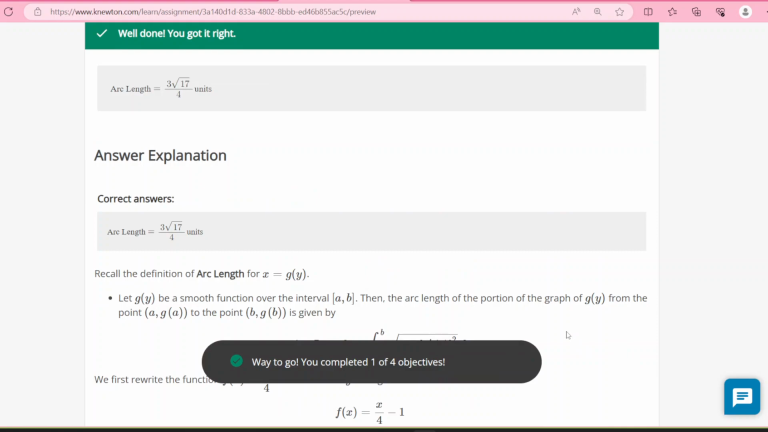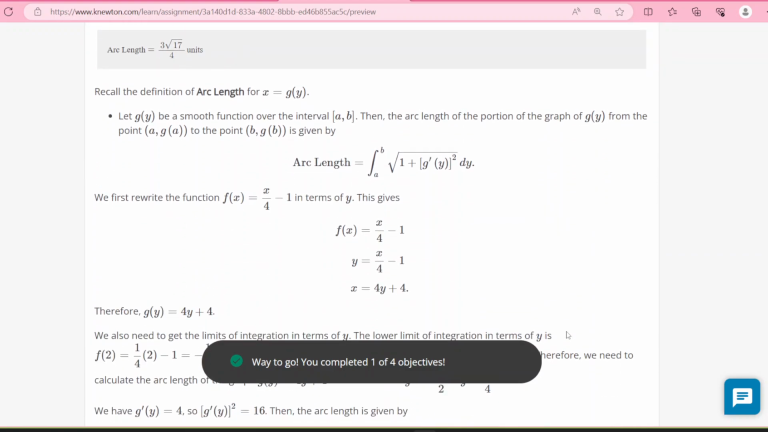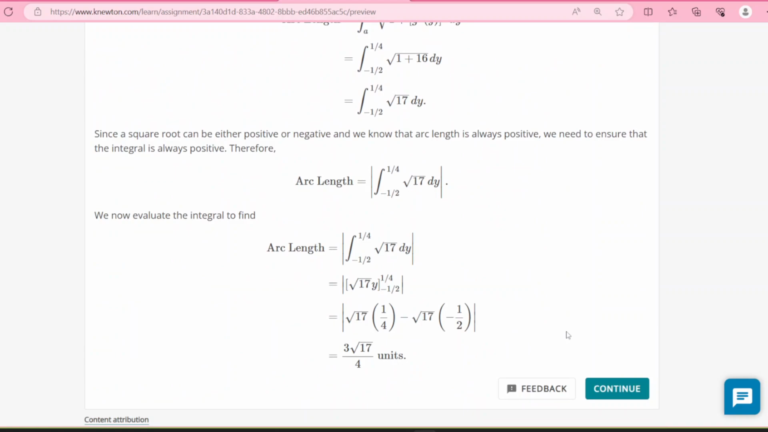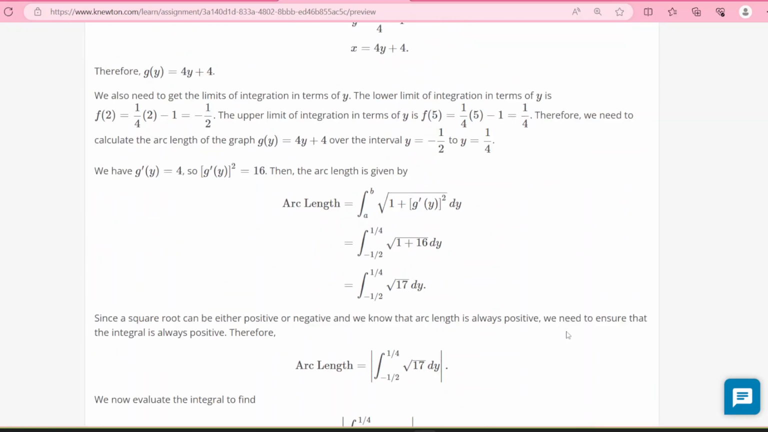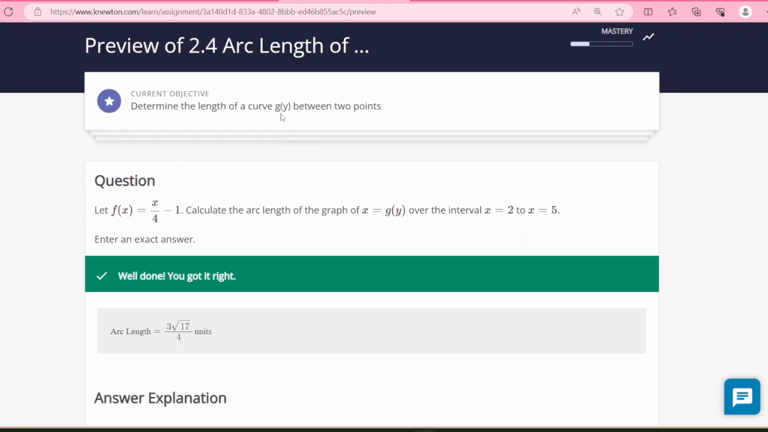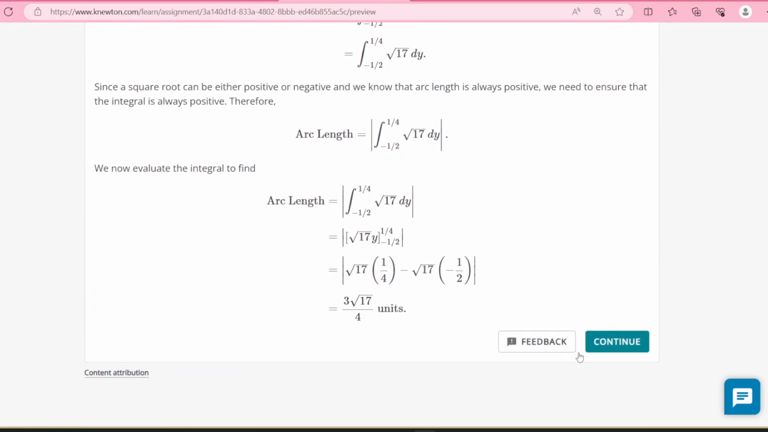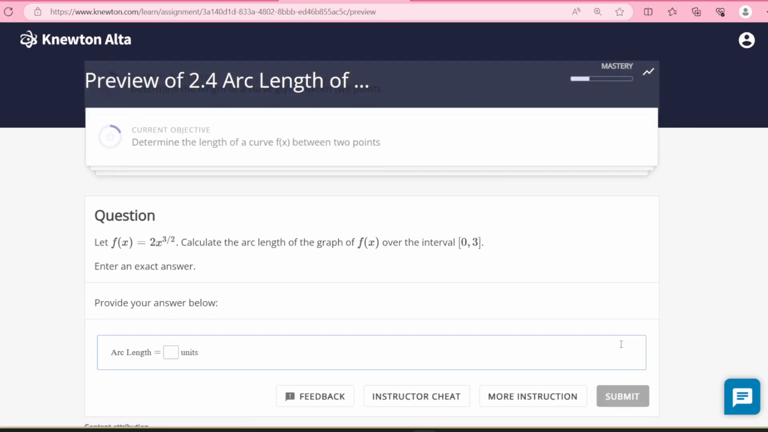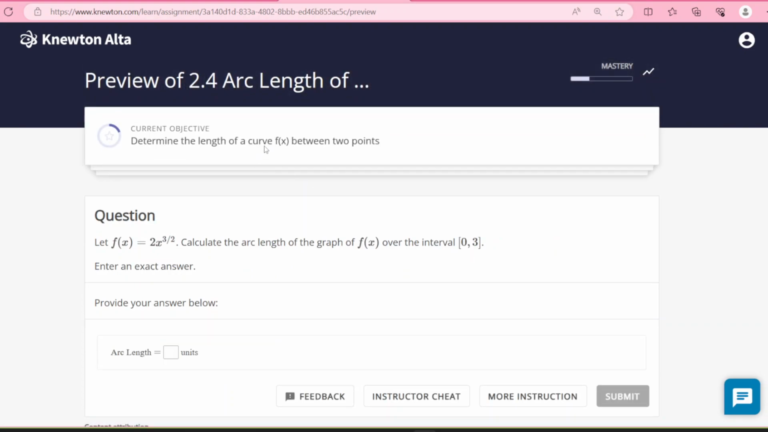Great. So the first objective is complete now, where we're given x in terms of y, and they want g of y. Now the other one I need to finish up with this arc length is where I have y in terms of x, f of x. So here we're given f of x equals 2 times x to the 3/2 power, over the interval from x equals 0 to x equals 3.